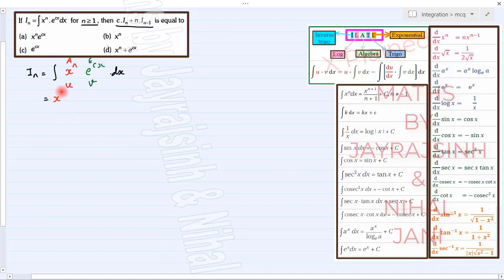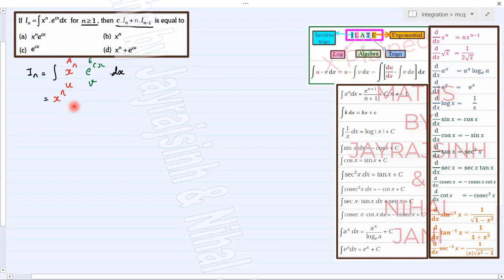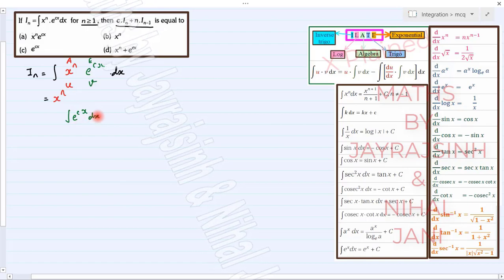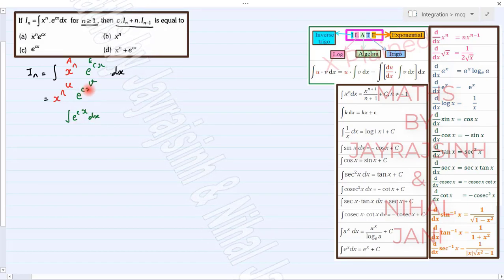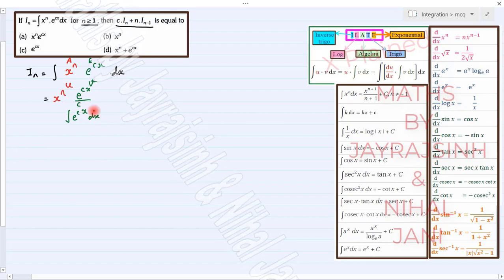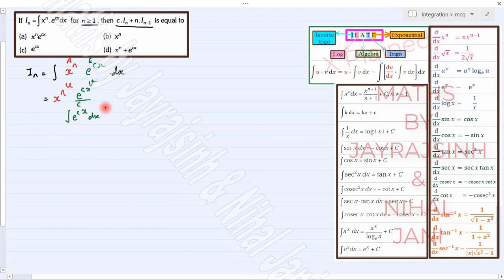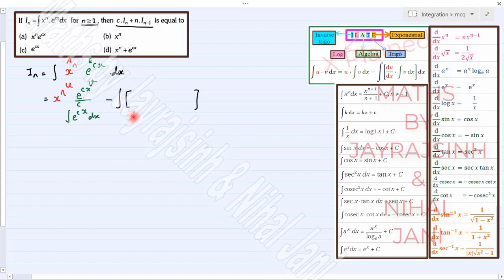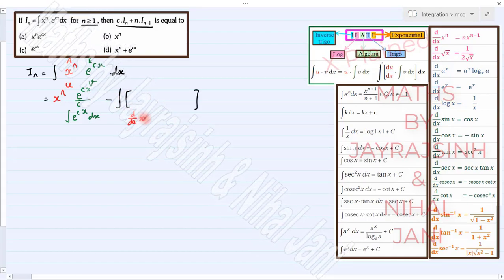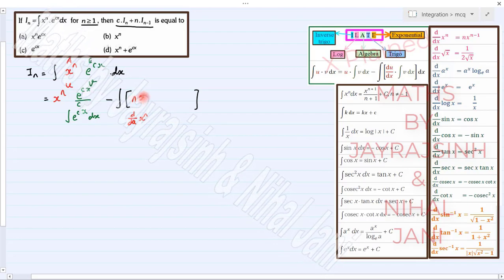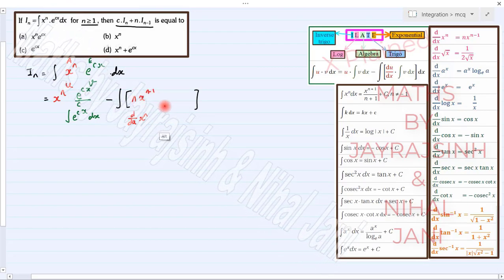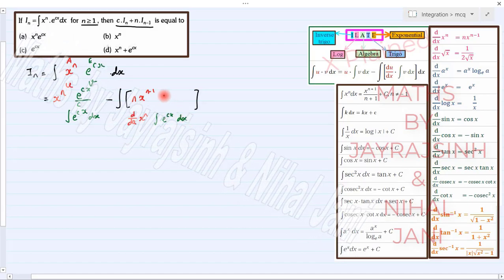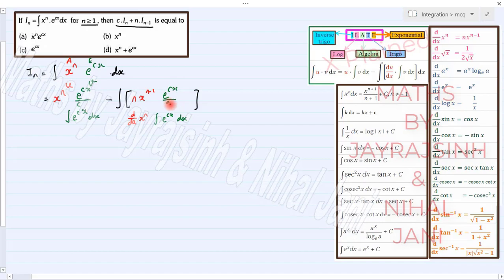In the first term, your u will be as it is. You have to integrate your v, e raised to cx dx. So its integration will be e raised to cx upon c. Don't forget to divide by the coefficient of x. Minus integration of the product of differentiation of your u, which is x raised to n, so it will be n into x raised to n minus 1, and integration of e raised to cx, which is e raised to cx by c.